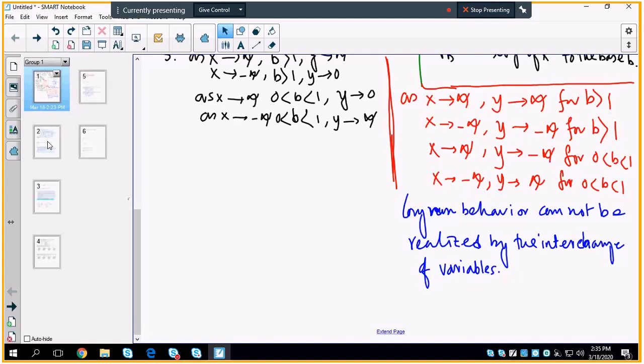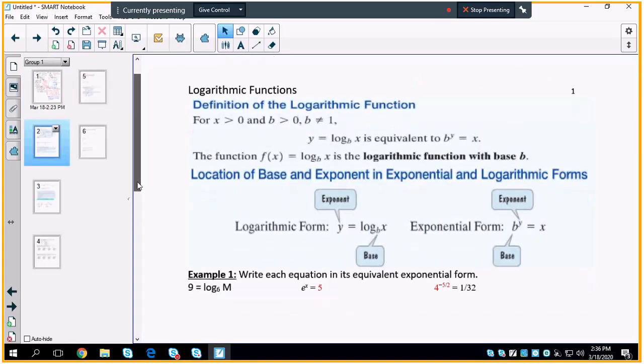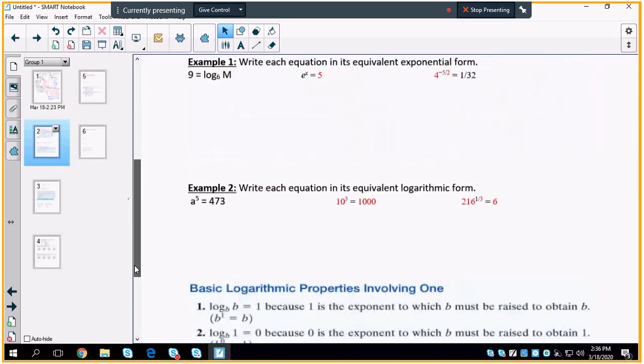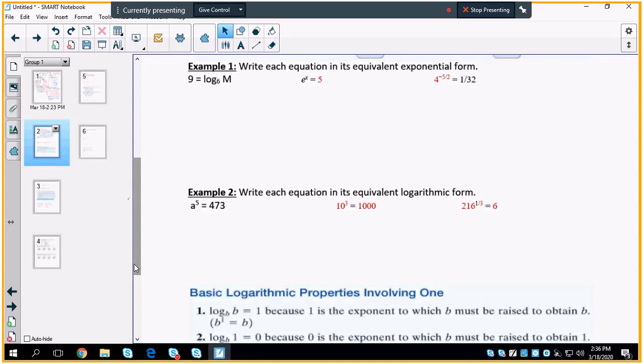So we're going to try to understand logarithmic function a little better. So we'll go to our example number 1. This one says that if you are given a logarithmic equation, change it to an exponential equation. If you are given an exponential equation, change it to a logarithmic equation. And I'm going to constantly use those terms, input, output. So the first example is logarithmic. The output is 9, the input is m, base is 6.